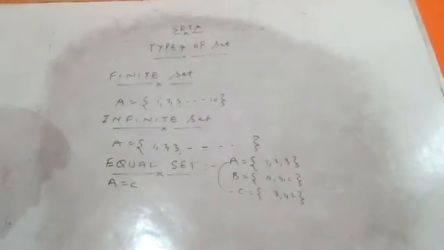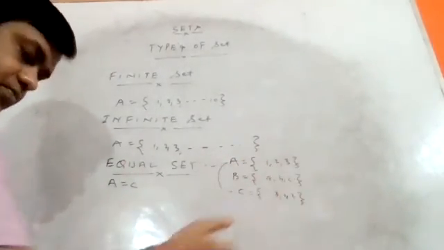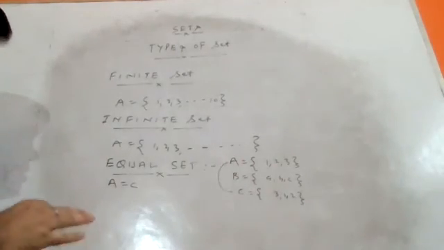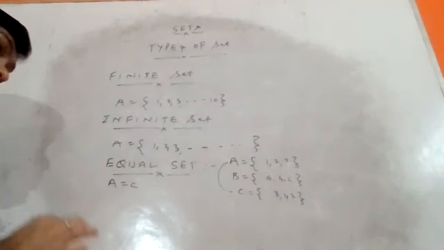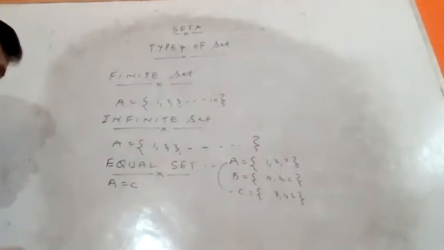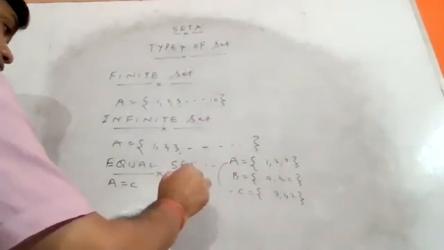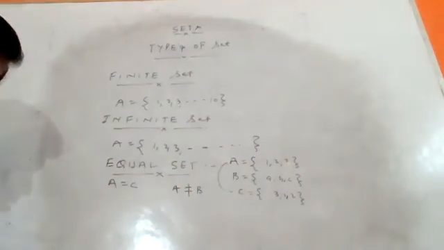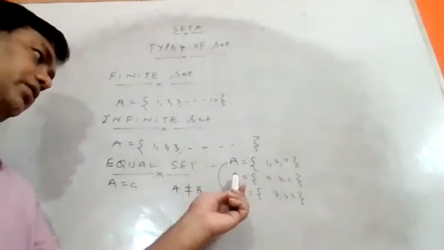That means two sets, or more than two, are said to be equal if both have exactly the same elements. Here is 1, 2, 3, here is 3, 1, 2. Whatever their order, it may be, right? But both sets are said to be equal if they have exactly the same elements. But A is not equal to B. Both have three elements, but they are not the same because A has numerals 1, 2, 3, and on the other hand, B has alphabets A, B, C.